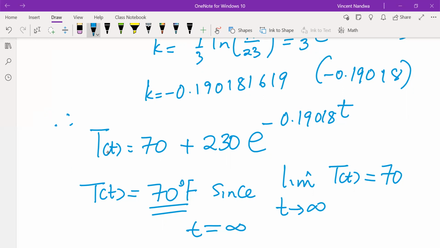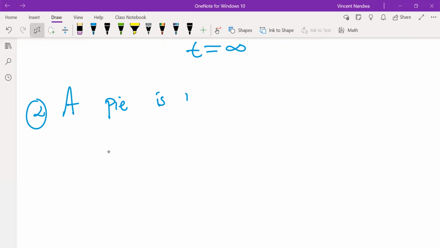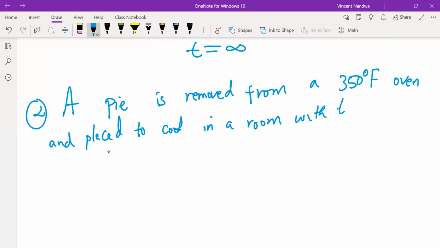And then another problem: a pie is removed from a 350 degrees Fahrenheit oven and placed to cool in a room with temperature 75 degrees Fahrenheit.